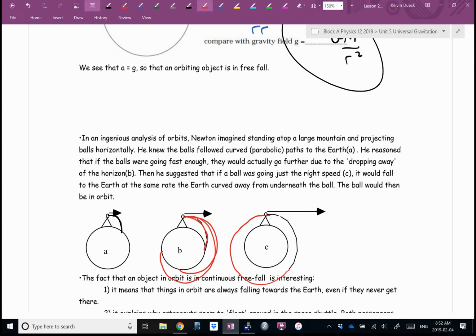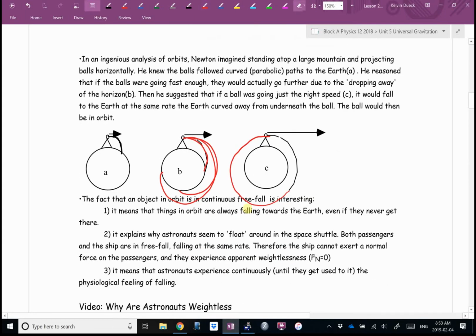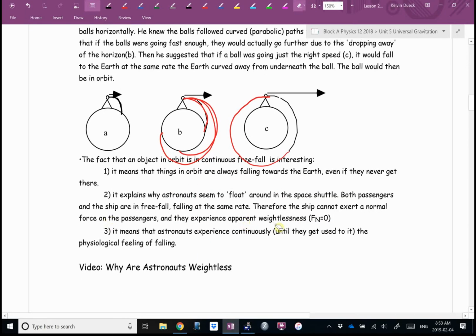We would give it just the right kinetic energy, sideways speed, centripetal speed, so that even though it was technically falling, it just always missed the Earth. That's what an orbit is. So it means that things in orbit are always falling towards the Earth, even if they never get there. This explains why astronauts seem to float around on the space shuttle or on the International Space Station. Both passengers and the ship and the station are in free fall, all falling at the same rate. Therefore, the ship can't exert a normal force, and they experience apparent weightlessness.